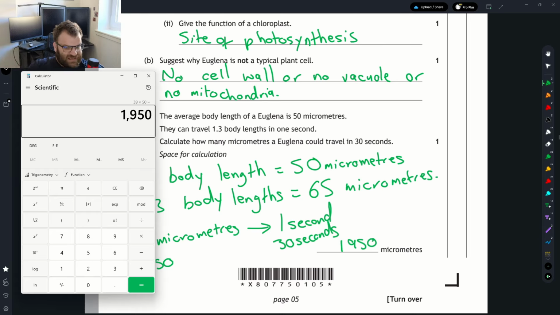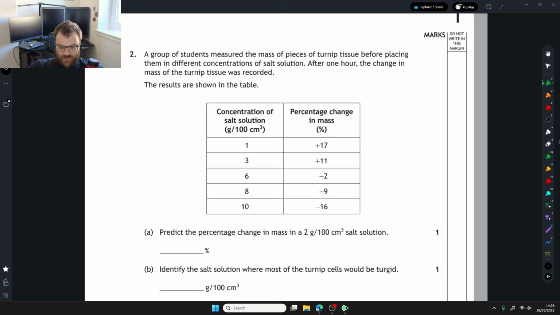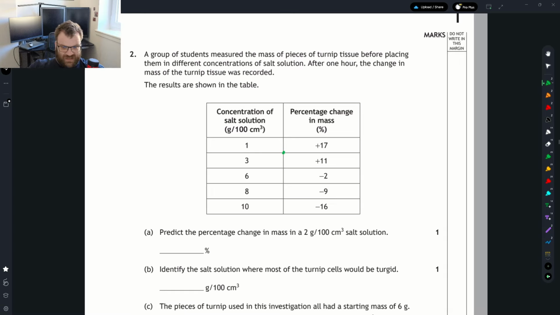In this one, we're asked to predict change in mass of 2 grams per 100 centimeters cubed. Now, where does that fit? Well, that fits slap bang in the middle of those two. So we are looking for, I would say, a number that's slap bang in the middle of them. There's 6 of a difference. So 3 more than 11 or 3 less than 17 would give you 14 as your answer. They might be quite lenient, it might get a bit of wiggle room somewhere in between them, but I would just try and aim straight in the middle. Yeah, that makes the most sense to me.